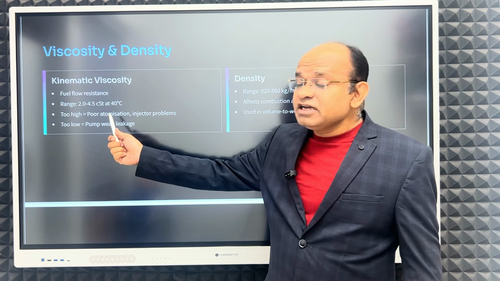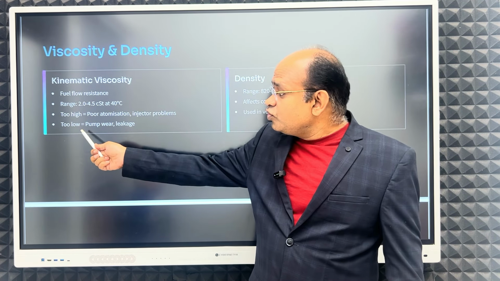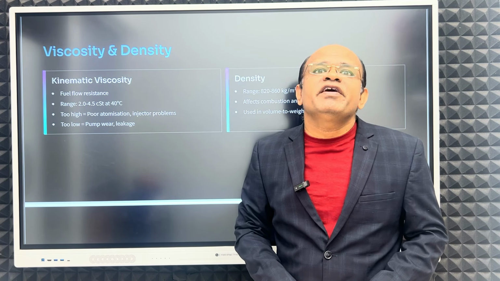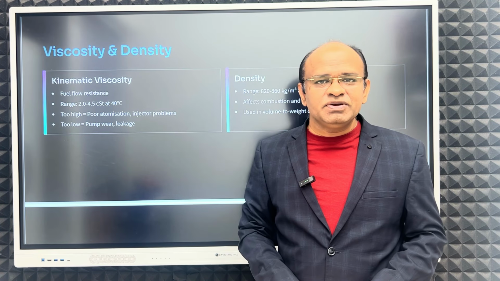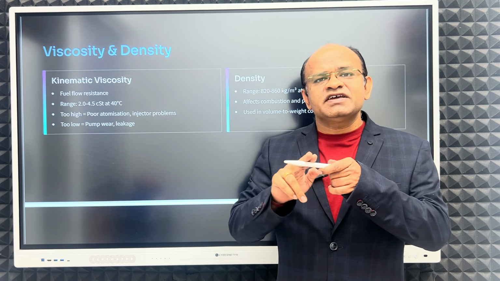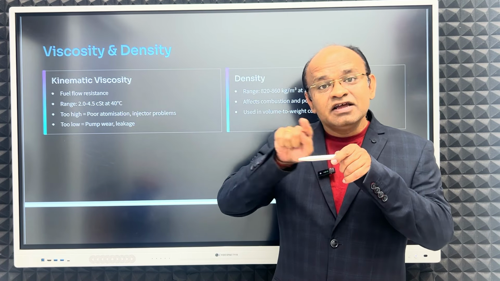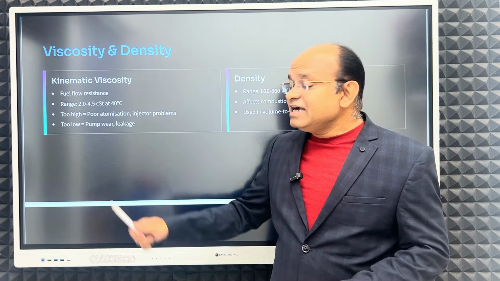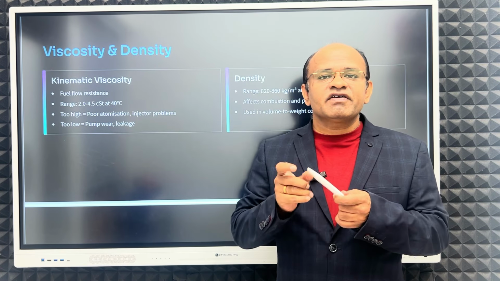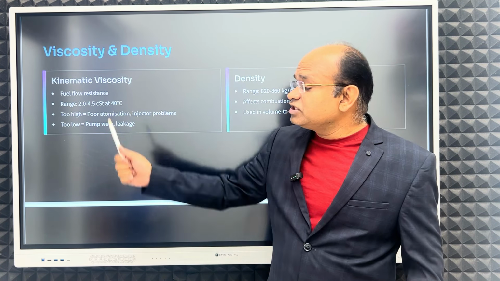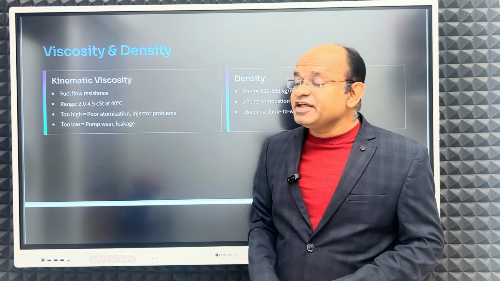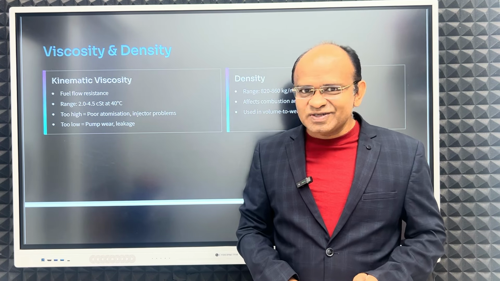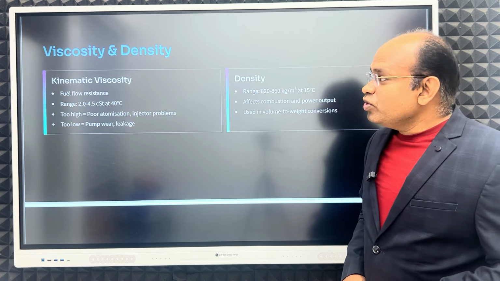Too low, and fuel will not flow properly. Too low also causes pump wear and leakage. If it is too low, the fluid is not smooth, it will scratch the surface of your pump and wear it, and leakages will be there. So that is why kinematic viscosity is very much important, and that is why we should know how diesel is processed.